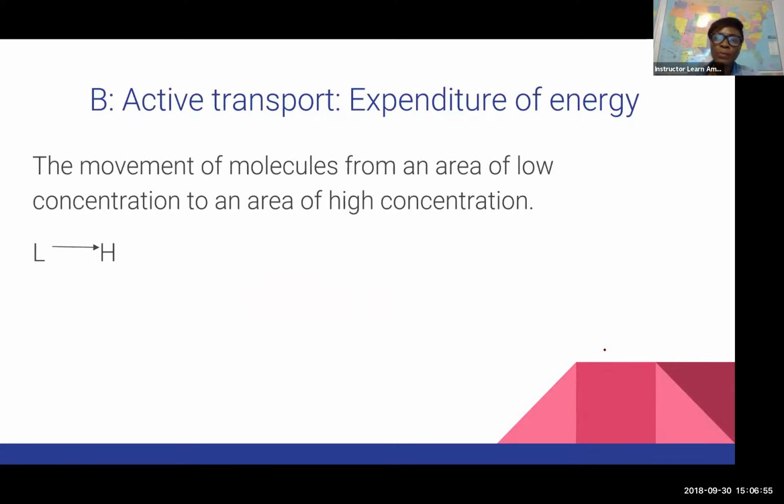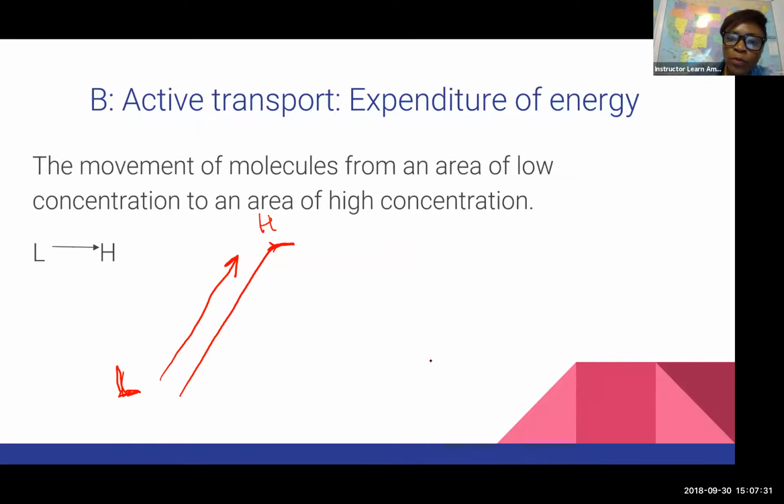You'll have molecules moving from an area of low to an area of high concentration. The way I like to look at it is, say you're riding a bike up a hill. Here's my hill. If you're down here on your bike and you need to get to the top of the hill, you're going to have to exert a lot of energy to go up. So anytime the molecules have to move from an area of low to an area of high, energy is going to be required to move them in that direction.